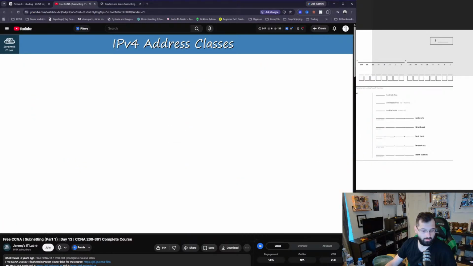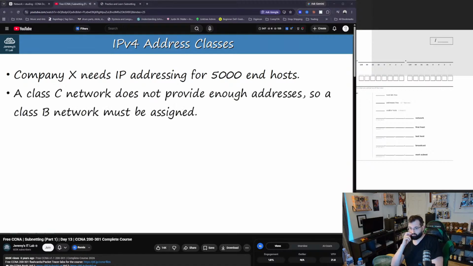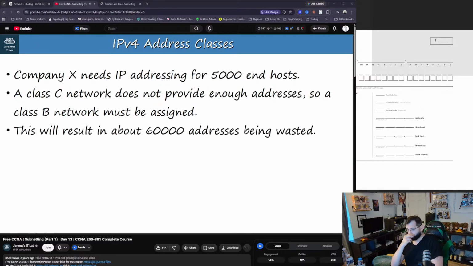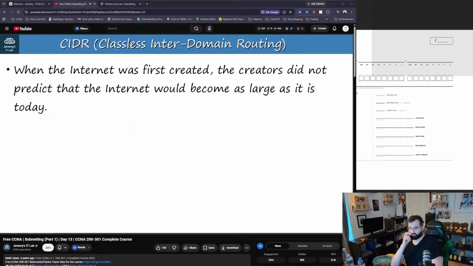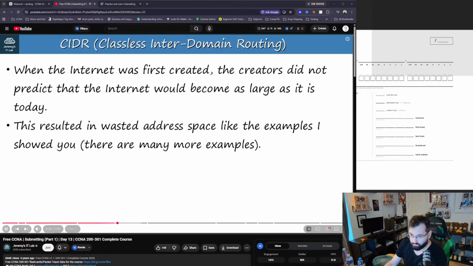Before introducing CIDR, here's another quick example of address waste. A company, Company X, needs IP addressing for 5,000 end hosts. This is a problem. Why? A Class C network does not provide enough addresses, so a Class B network must be assigned. Because a Class B network allows for about 65,000 addresses, this results in about 60,000 addresses being wasted. When the internet was first created, the creators did not predict that the internet would become as large as it is today. This resulted in wasted address space, like the examples I showed you, and there are many more.